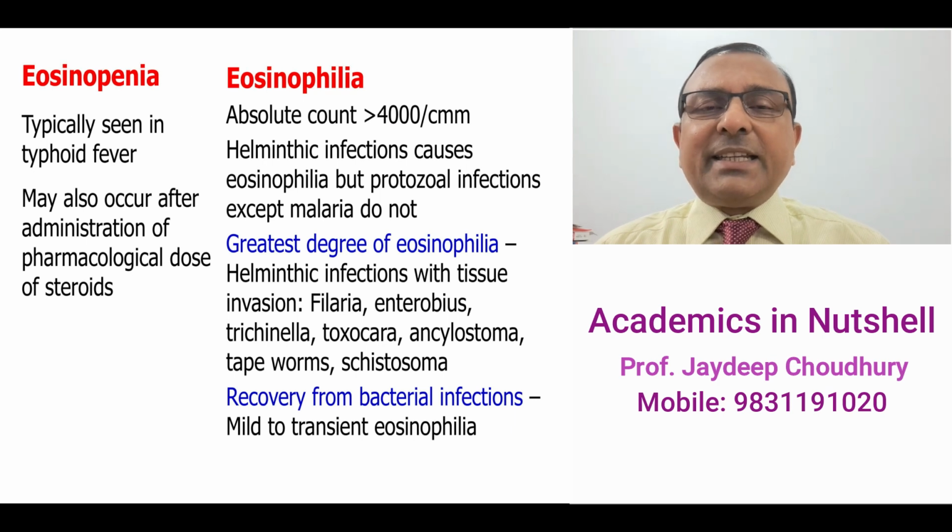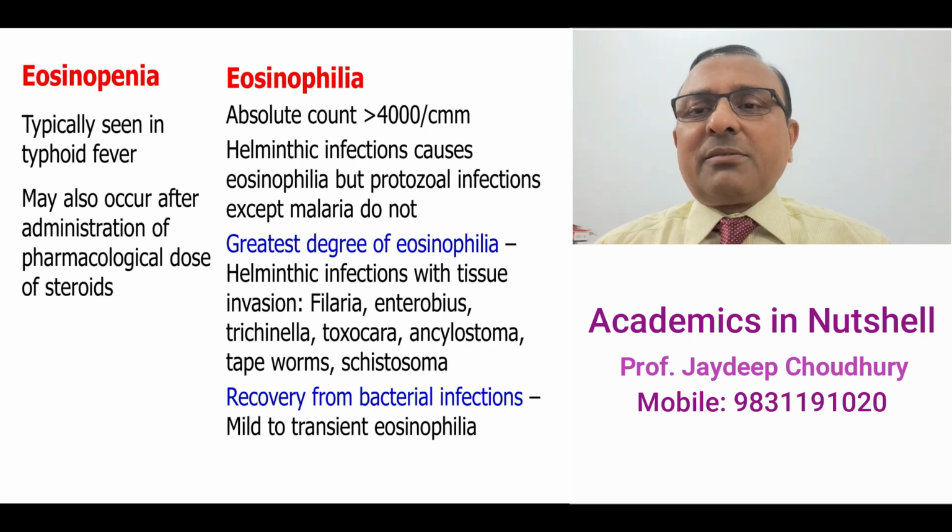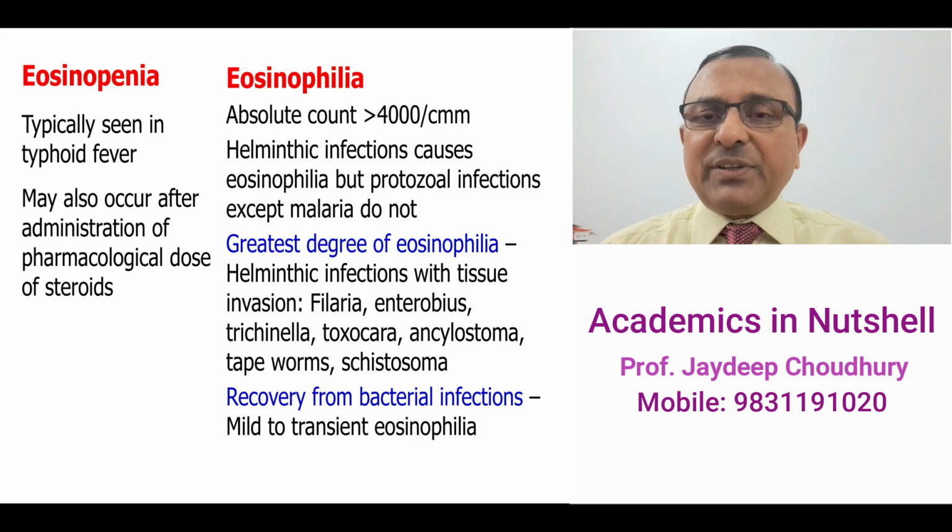Eosinopenia is typically seen in typhoid fever, but may also occur after administration of pharmacological dose of steroid. Eosinophilia, absolute count more than 4,000, occurs in helminthic infections, but protozoal infections also, except malaria, may cause eosinophilia. The greatest degree of eosinophilia is present in helminthic infections with tissue invasion like filaria, enterobius, etc., and recovery from bacterial infection where there may be mild to transient eosinophilia.